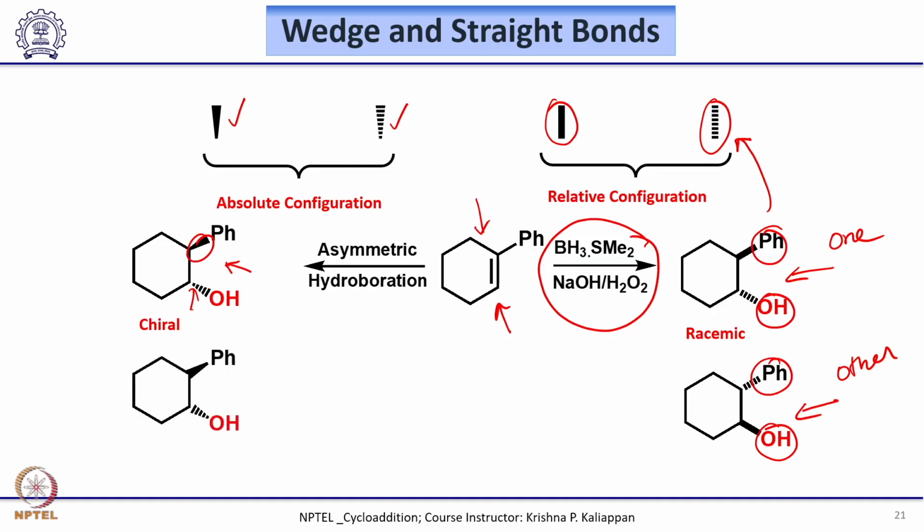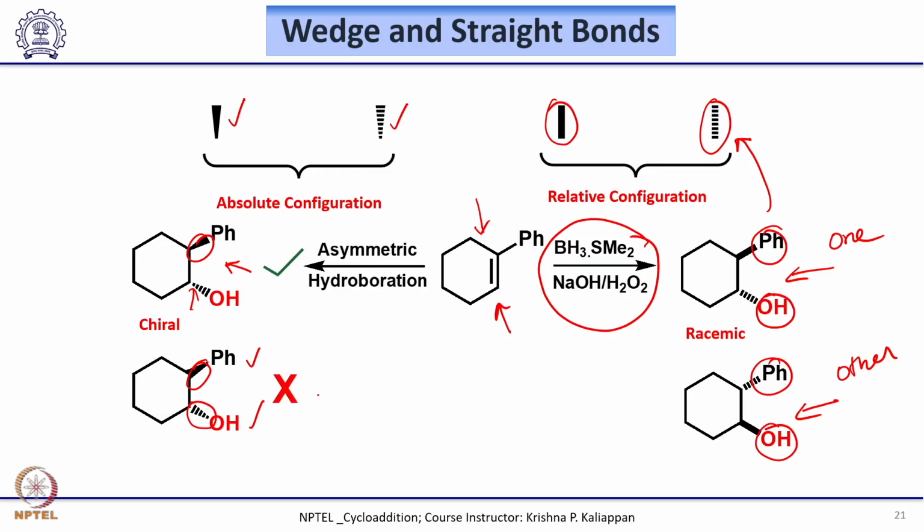And you can also write it like this. Here, what is the difference between these two? The tapering of this wedge bond is towards the phenyl group. Likewise, here the tapering of the wedge bond is towards the hydroxyl group. So, between these two, which structure is correct? This is wrong and this is correct.